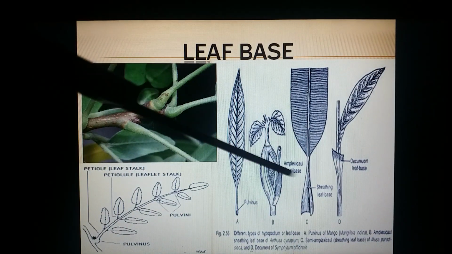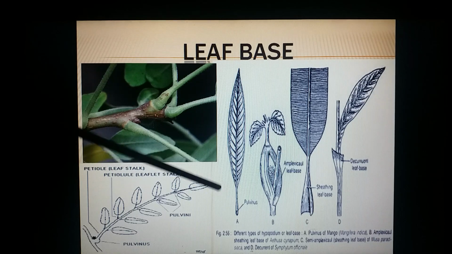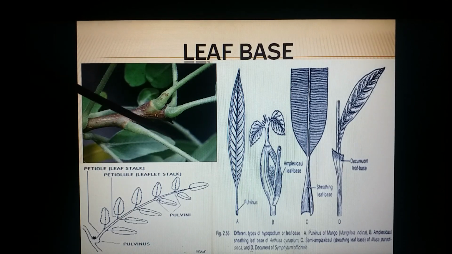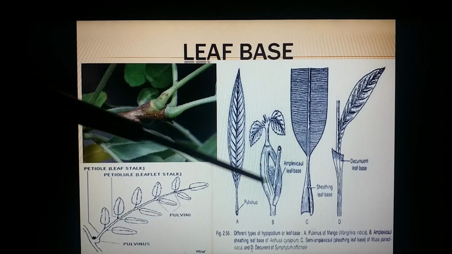Now, to begin with, each part. Usually the leaf base is very simple, but sometimes the leaf base is swollen, and it is called a pulvinous leaf base. Swollen leaf base or pulvinous leaf base is a characteristic feature of Fabaceae members. You could see it in the case of Dolichos and Clitoria, etc.